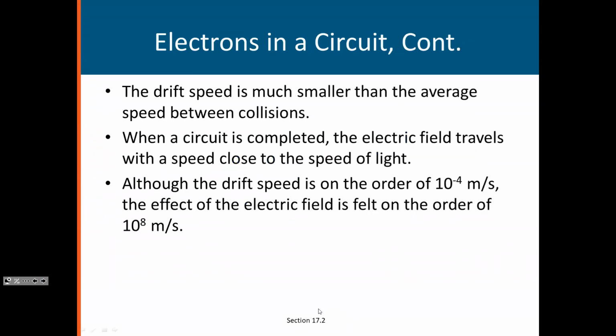The drift speed is actually much smaller than the average speed between the collisions. When a circuit is completed, the electric field travels with a speed close to the speed of light, although the drift speed is on the order of, see, this is the speed, less than a centimeter. Centimeter is 10 to the -2, right? It's even less than a millimeter, 1/10 of a millimeter per second. That is the drift speed of the electron. Very small speed, but it is much smaller than the electric field, the electromagnetic wave, the light speed.